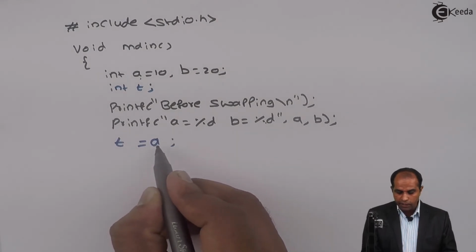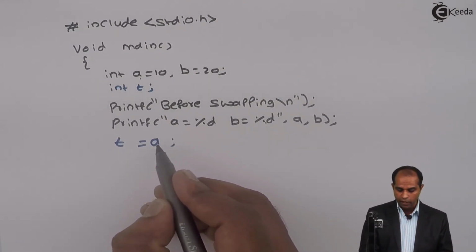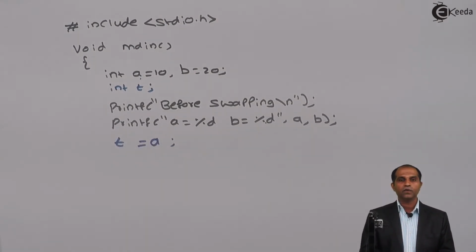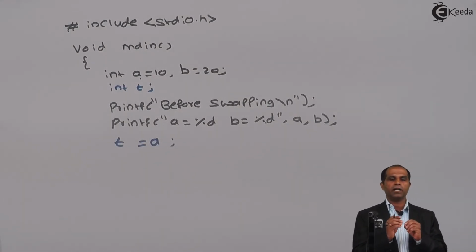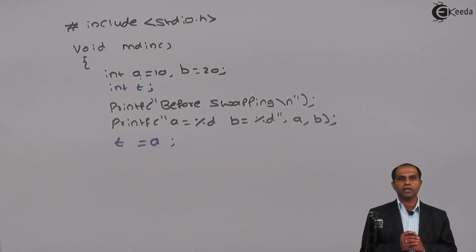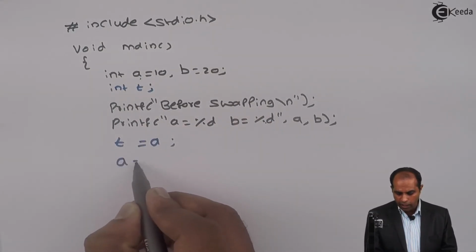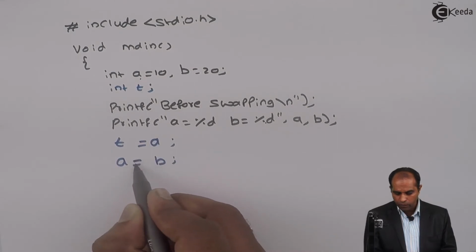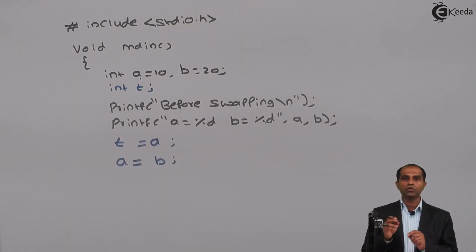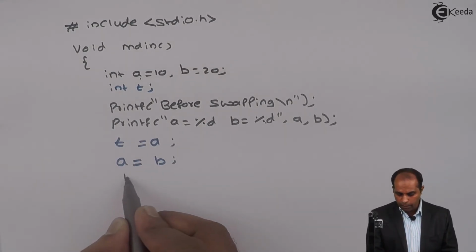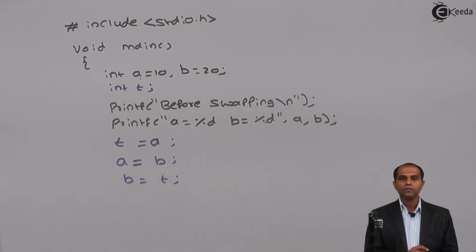As it is said that it has right to left associativity, the value of A gets transferred to T. So now A is having the same value and T is also having the same value. Now copy the value of B onto A. So I'll say A equals B. The value of B goes to A. That is the second process. And in the third process, the value of T comes back to B. So I'll say B equals T.